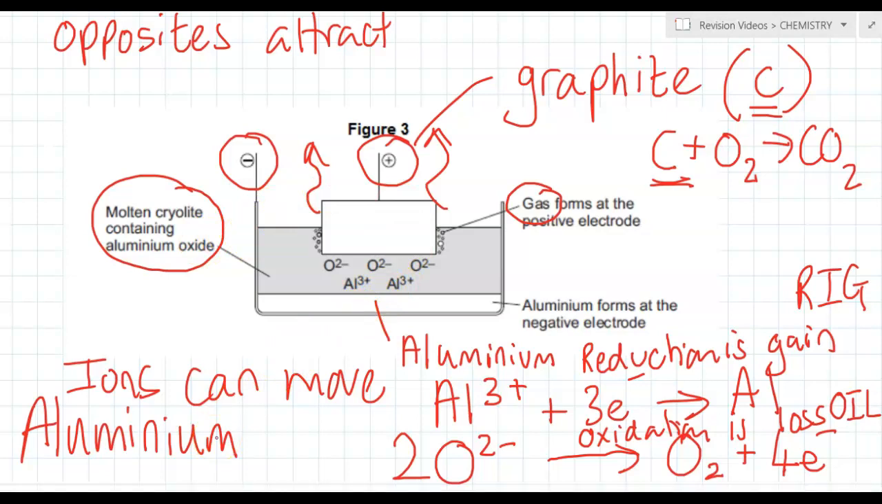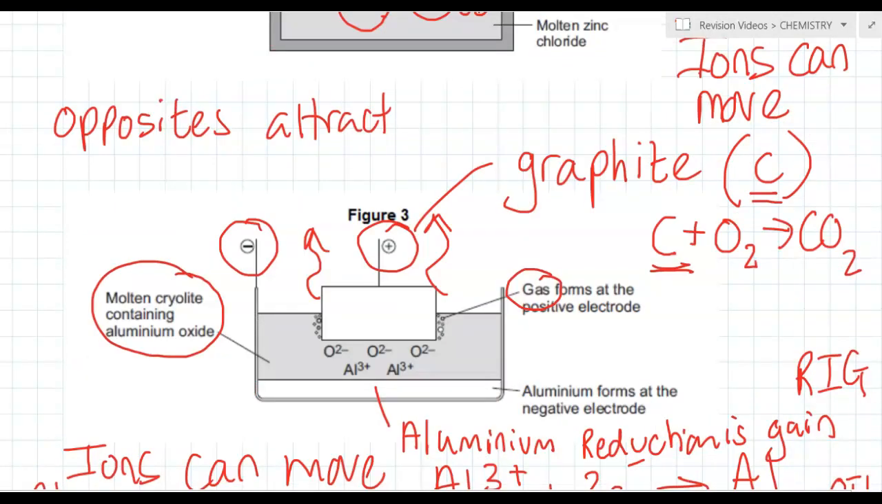Reduction can mean taking away oxygen, or reduction can mean gaining electrons. And oxidation is the opposite. Oxidation can mean adding oxygen to something. This carbon here is being oxidized to carbon dioxide, and oxidation is also loss of electrons.